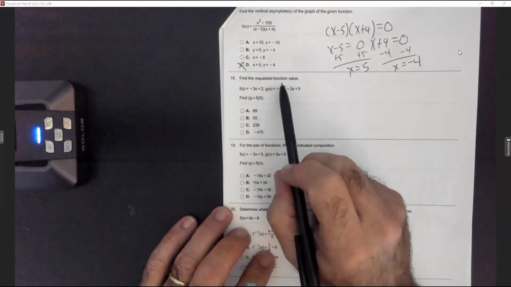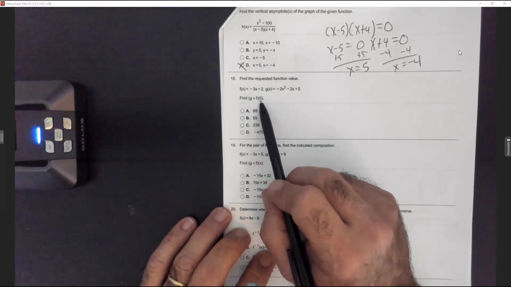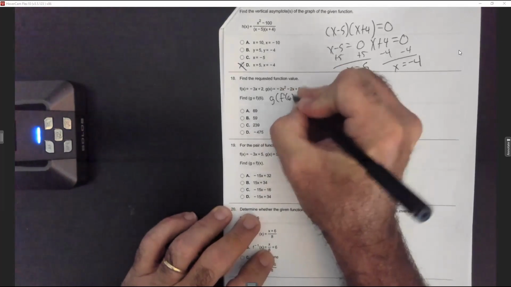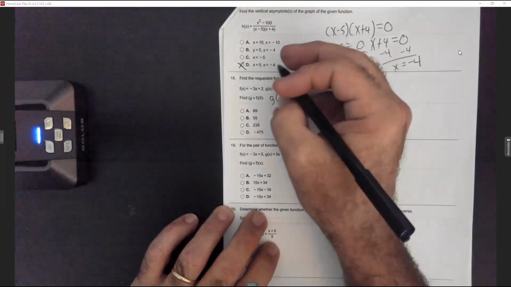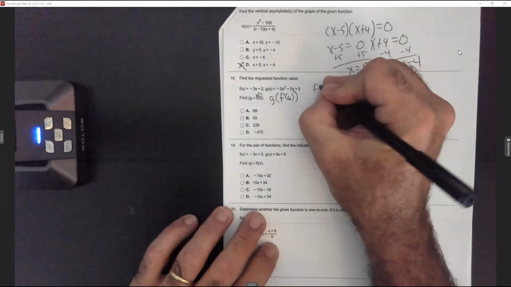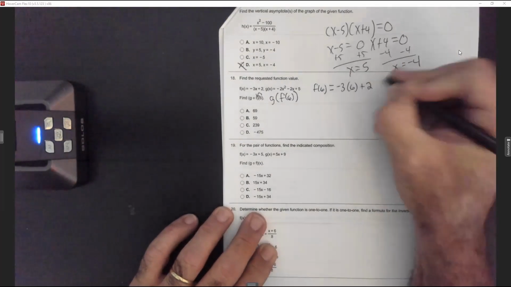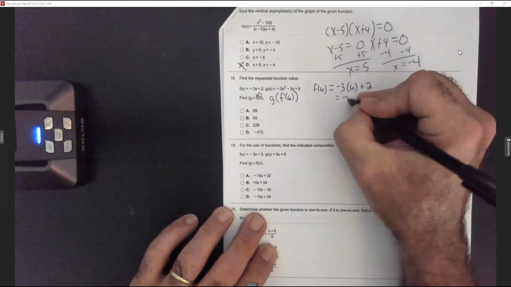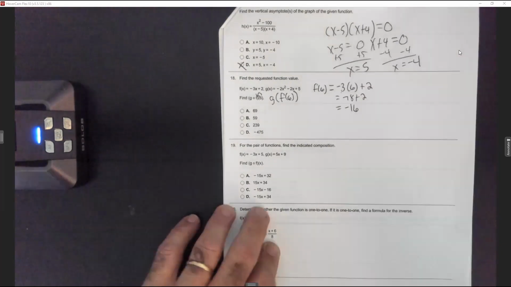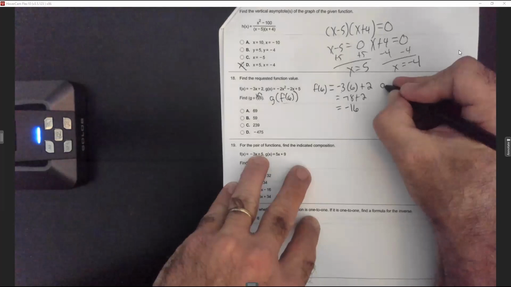All right, let's see here, find a requested value. They want me to find G compose F of 6. So this is like doing a G of F of 6. So you got to put the 6 into the F first. So my F equation, I'm going to be finding F of 6, which will be -3 times 6 plus 2. So that gives me -18 plus 2, which is a -16. So now F of 6 gave me -16. That -16 goes into the G equation.